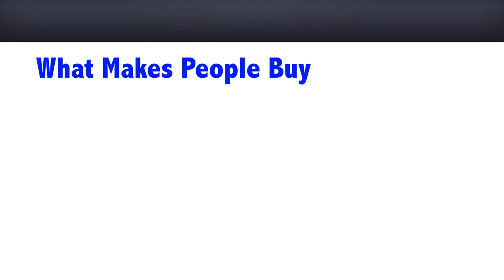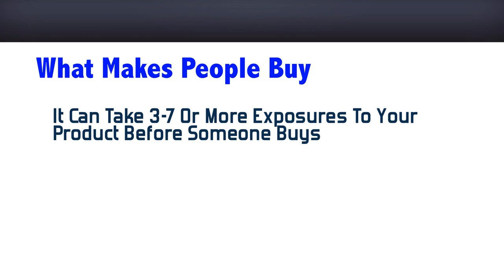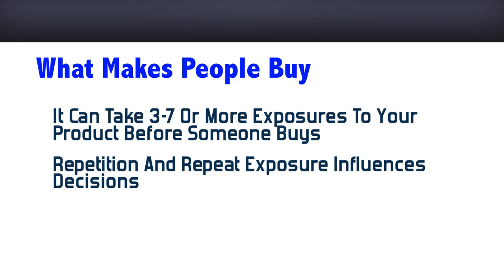So what actually makes people buy? Well, it can take 3 to 7 or more exposures to your product before someone buys. I saw Allen Edmonds hundreds of times, probably in a span of 3 weeks, because they kept showing me these ads over and over. I wasn't super aware of them, but every time I saw it, it sometimes made me click over to it, made me look at reviews for it. So repetition and repeat exposure just influences the decisions.